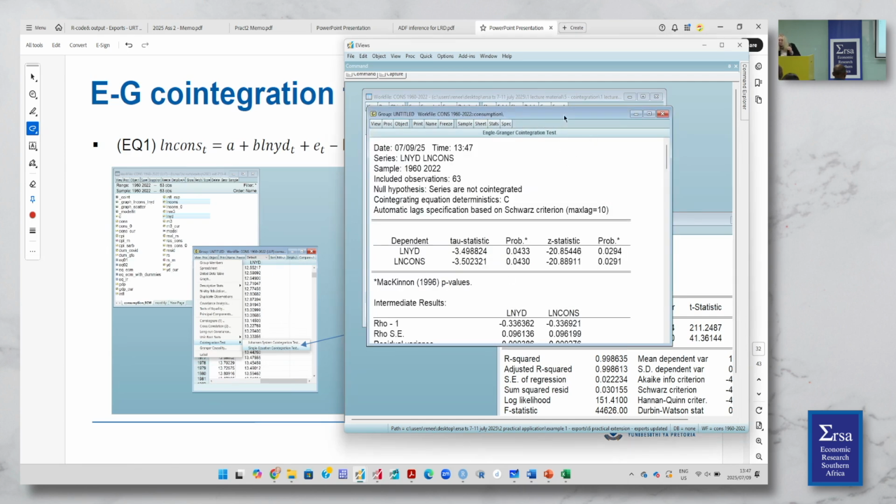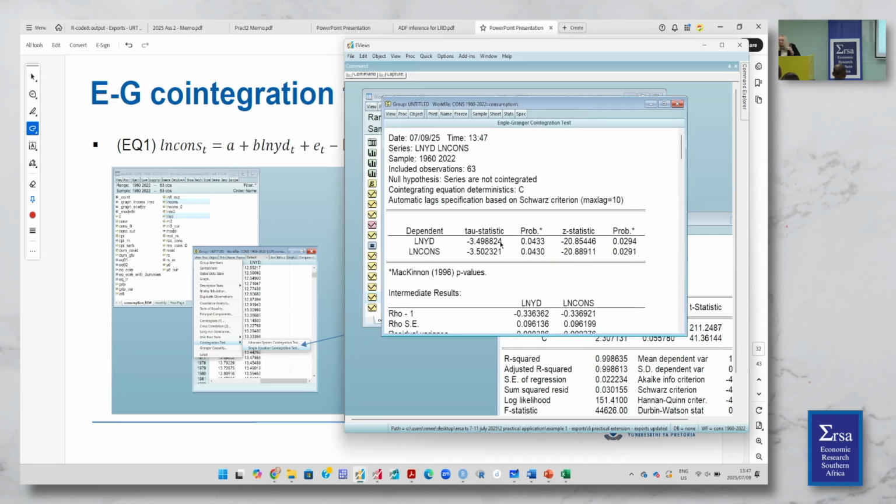eViews is a bit stingy with the information. It doesn't give the critical values here. It skips that step and only shows the p-value, because we don't really need those critical values. But it could have been helpful to compare, if it showed it to us, to see that it's different than for the variables individually.